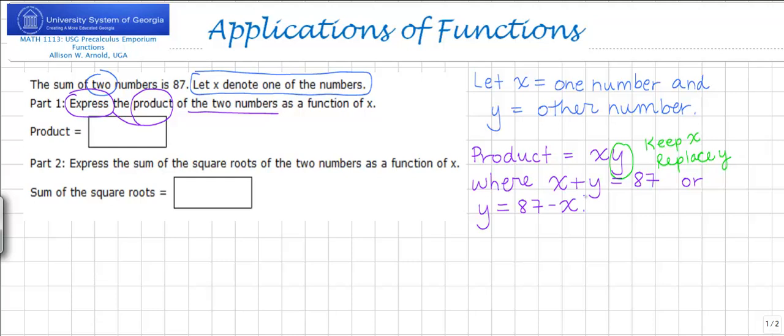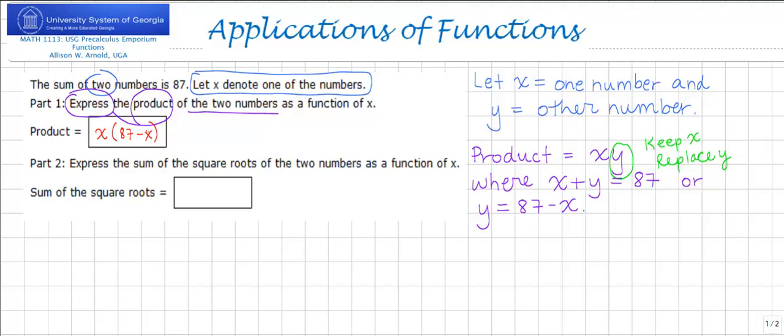Now you're ready to put the two together. The product is x times y, and y is the same as 87 minus x. So the product is x times the quantity 87 minus x. We don't need to simplify anymore. We're given a CalcPad box to type in, so we're good to go.